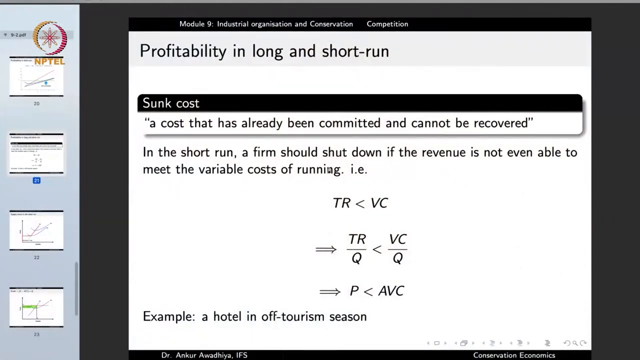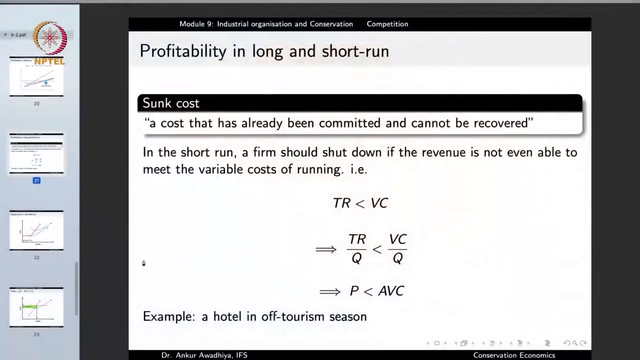So in the short run, the firm should shut down if the revenue is not even able to meet the variable cost of running, which means that the total revenue is less than the variable cost. Now, if TR is less than VC, then dividing both sides by Q, we get TR by Q, which is equal to P, is less than VC by Q, which is the average variable cost. So the firm should shut operations when the price is less than the average variable cost.